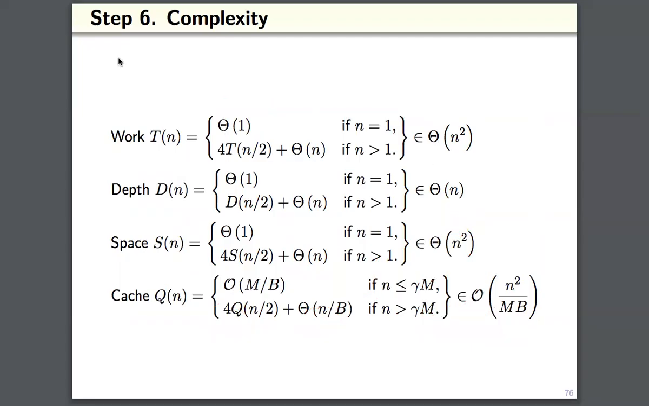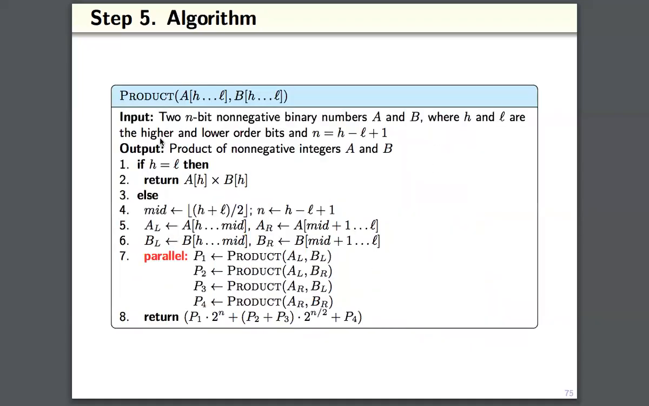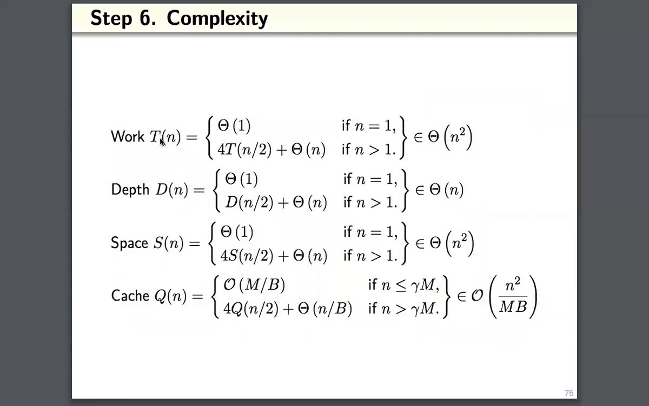Okay, what about depth? 4 function calls in parallel, so it is just D(n/2). Depth is theta n. Now look at this. How did you improve the running time? This is the same running time as our school algorithm. We used a complicated idea of divide and conquer, and still we are getting the same running time. Then what's the use of divide and conquer?